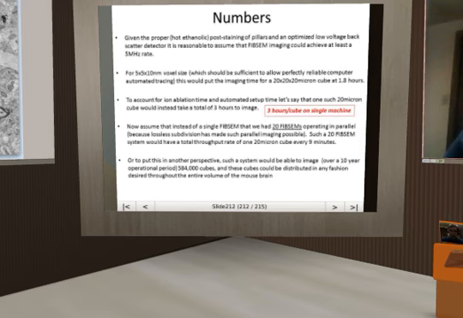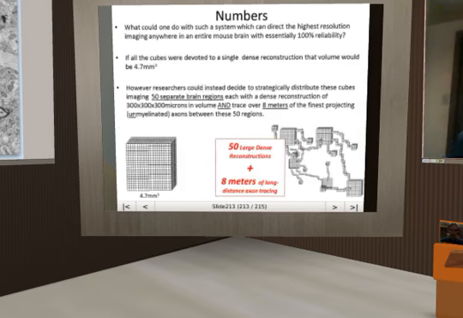Now, I'm about to answer Giulio's question here. Well, what could one do with such a system which can direct the highest resolution imaging in an entire mouse brain with essentially 100% reliability? Well, if all the cubes were devoted to a single dense reconstruction, that volume would be 4.7 cubic millimeters, which is much less than the size of a mouse brain. It's about 100 times less.